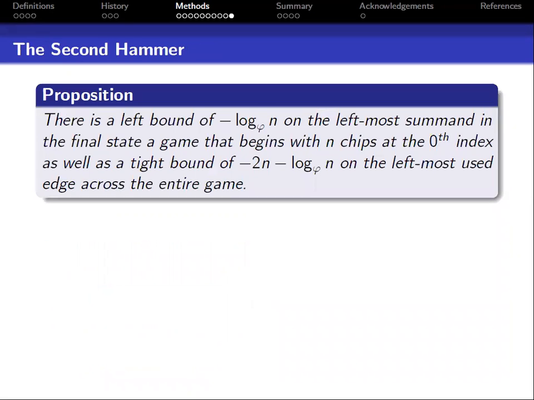And so the trick is that there's a left bound of negative log phi n on the leftmost summand in the final state, which is of course the base phi decomposition, that begins with n chips at the 0th index. And there's a tight bound of negative 2n minus log n on the leftmost used edge across the entire game. So if you keep track over the entire game of the farthest left you've gone.